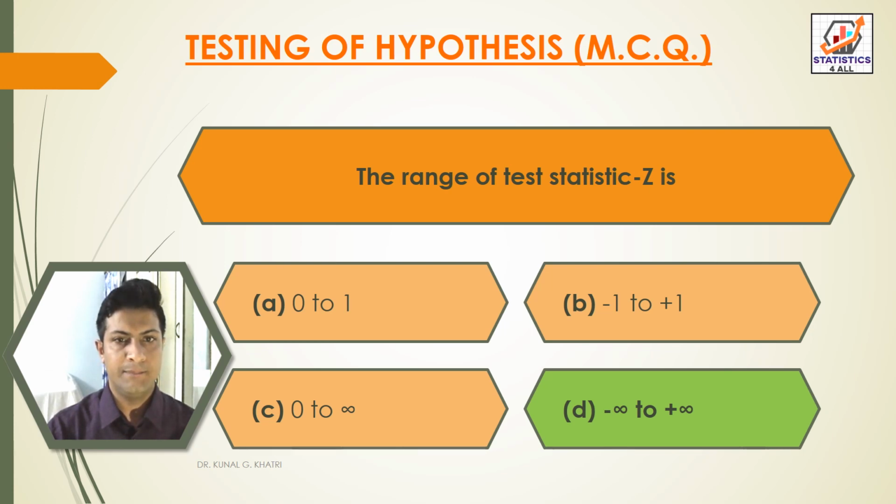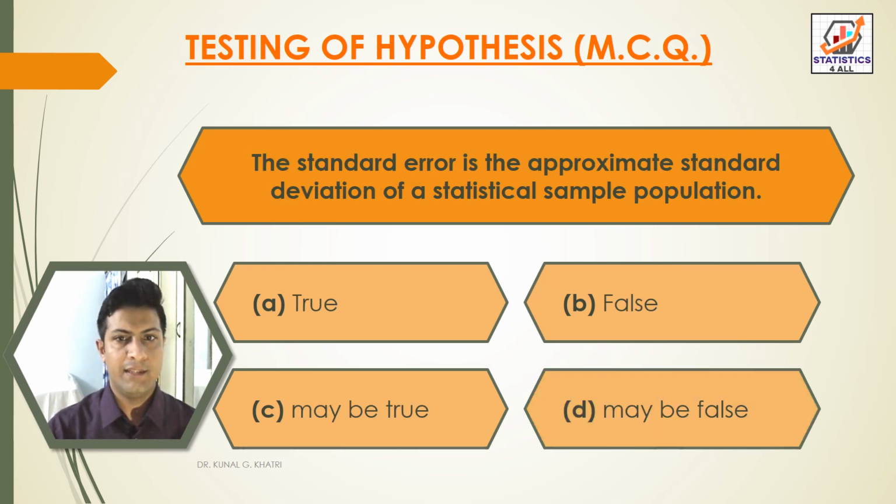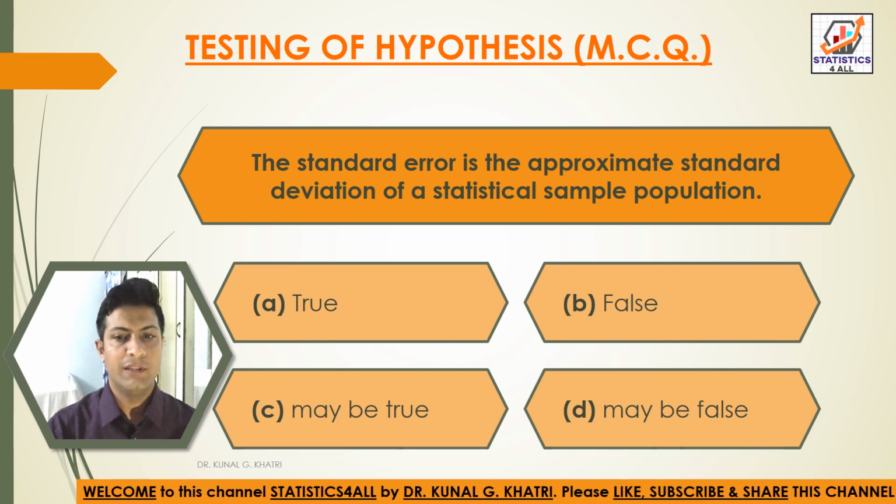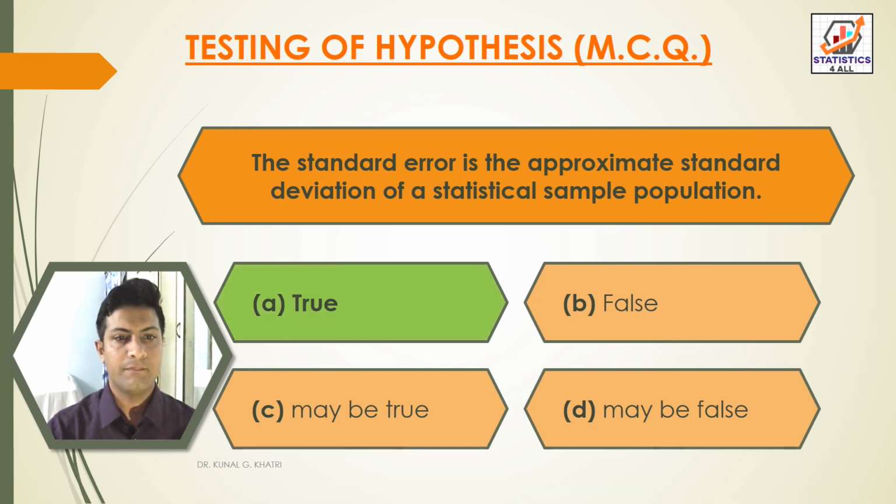Next question. The standard error is the approximate standard deviation of a statistical sample population. Option A true, option B false, option C may be true, option D may be false. So here we have answer option A true. The standard error is the approximate standard deviation of a statistical sample population.